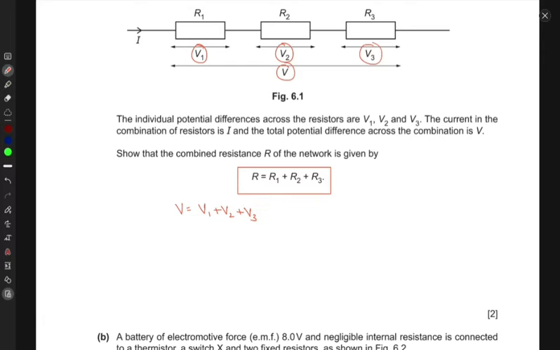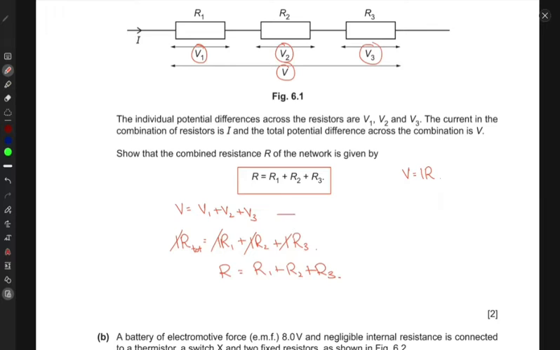Now, from this, we know that V is equal to I times R, right? So if I substitute Ohm's law in this expression, I have IR, where R is the total resistance, equal to I times R1, because the current is the same, plus I R2 plus I R3. Clearly, you see that the I cancels from all sides, and you get R is equal to R1 plus R2 plus R3.